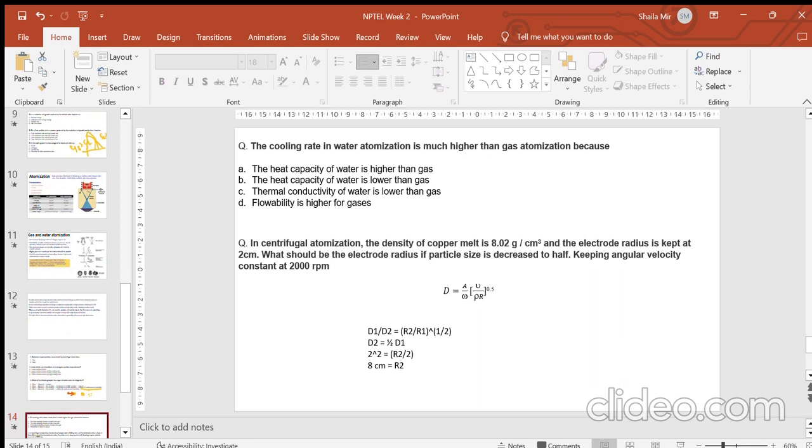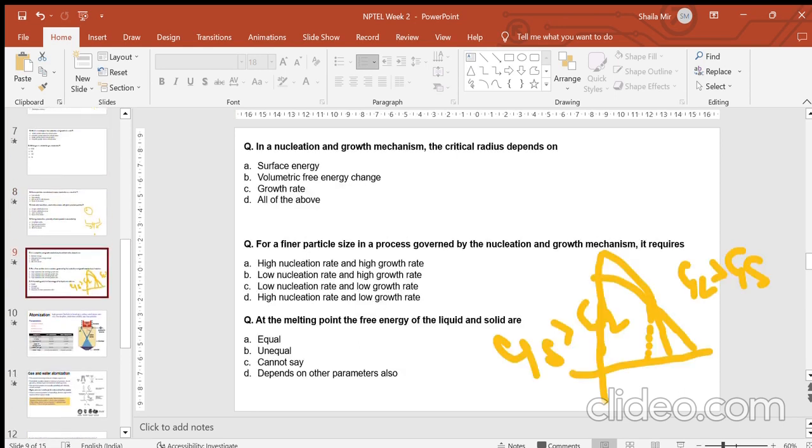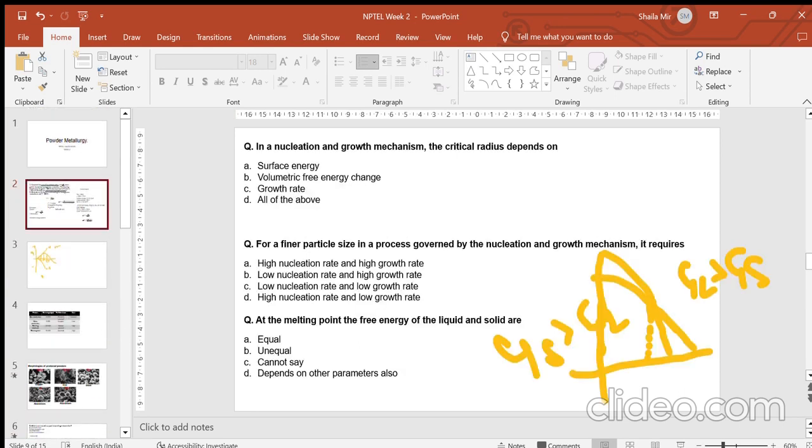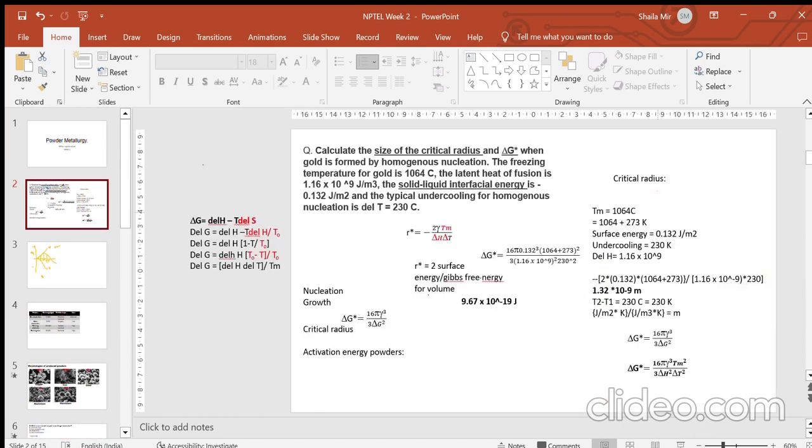Yeah, I actually had lost the connection when you were explaining the replacement of delta G by volumetric free energy change in the first problem. Can you just once again repeat it? Okay. So in this problem, you have this R, that is the critical radius. It is given by 2 times the surface energy and the temperature of melt divided by the latent heat of fusion and undercooling.